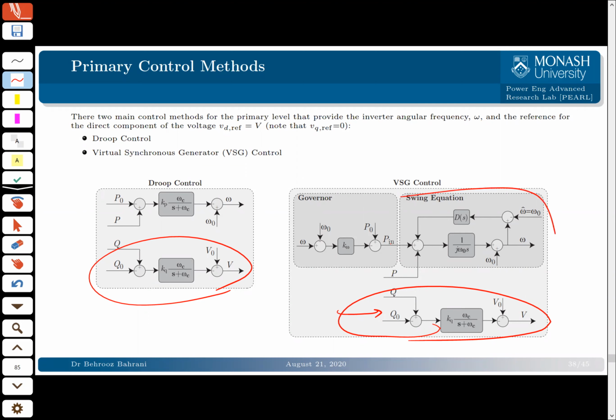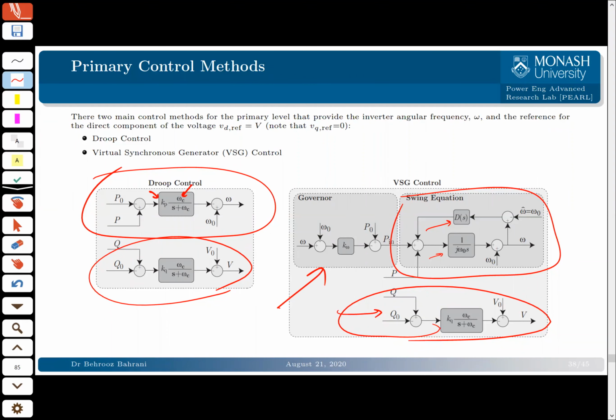However, if you look at them more carefully, in particular this part, which is the swing equation of the VSG control, it is still equivalent to this if you write the equations and choose this omega C and this KP here. So essentially they're equivalent. The difference is mainly in this governor here. If we don't have any governor, VSGs and droop controls are the same. But these are the two main ways of primary control for grid forming inverters in the literature.